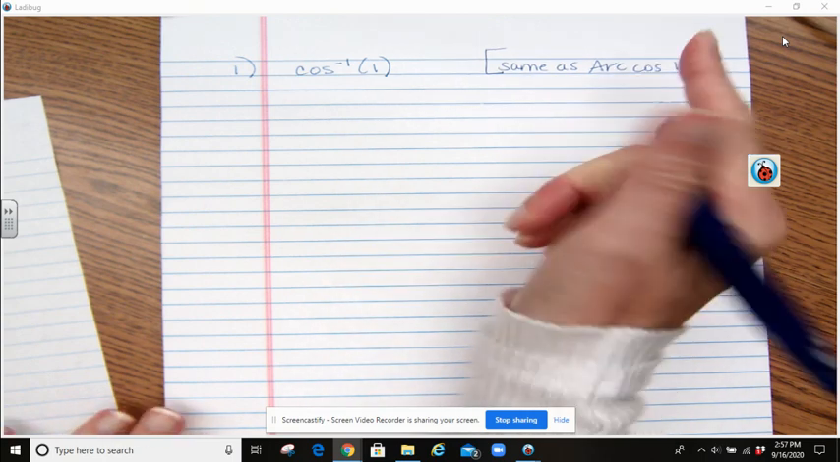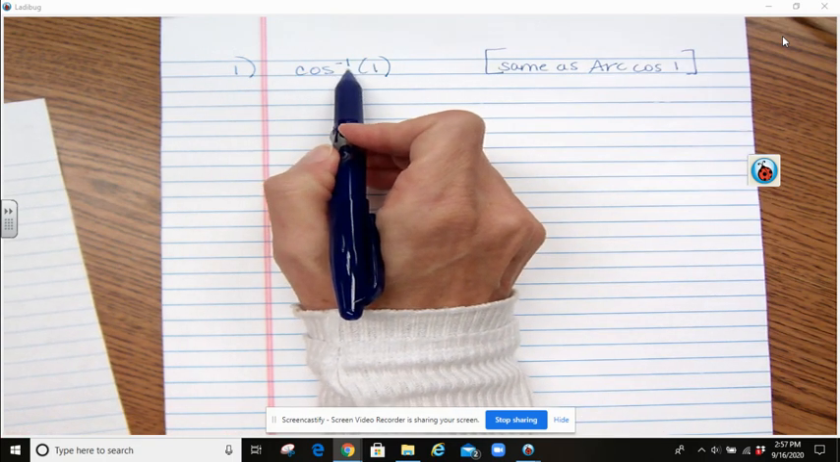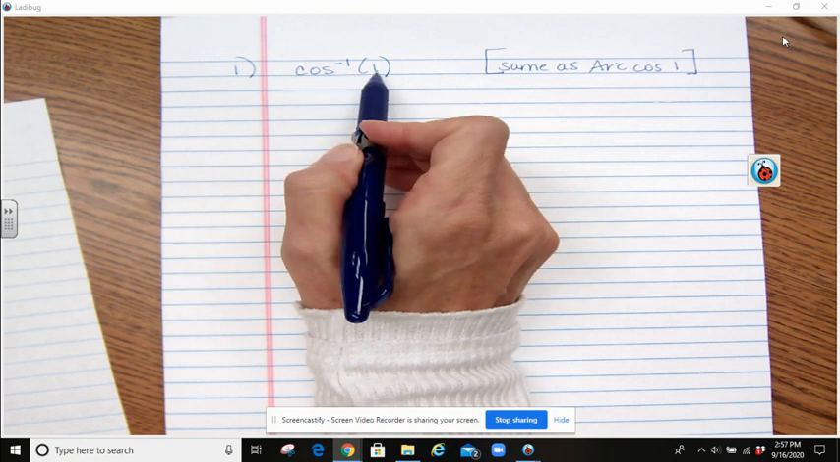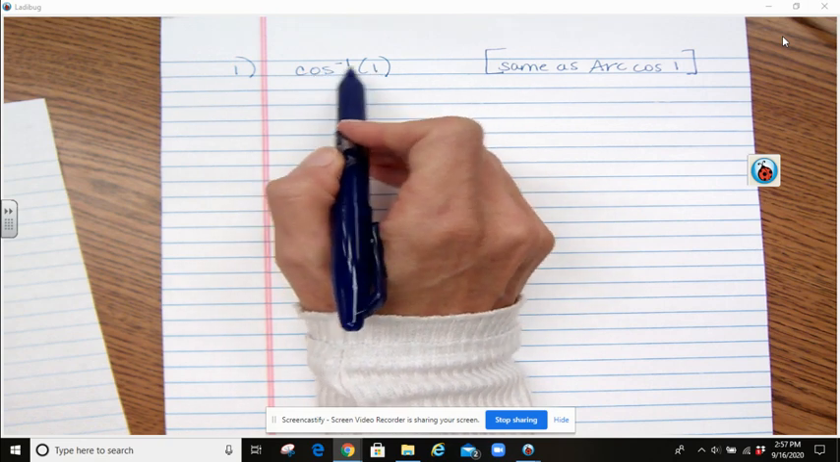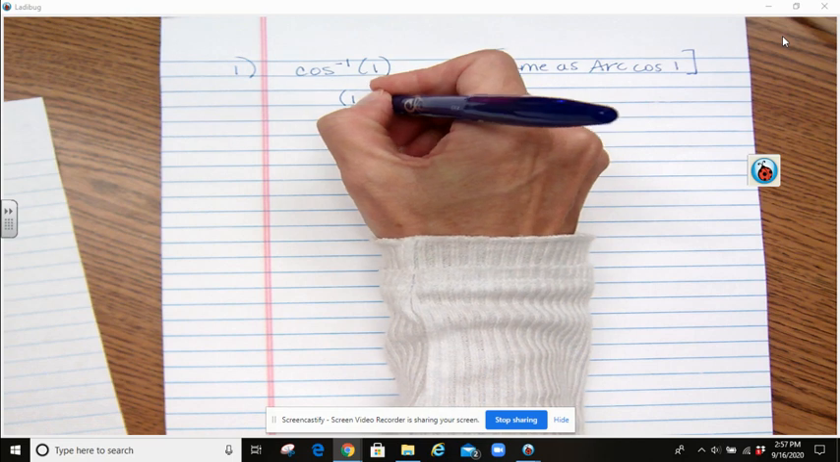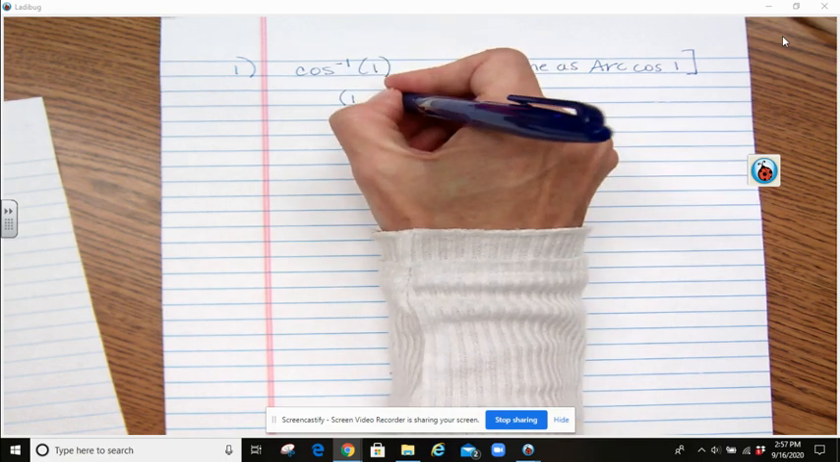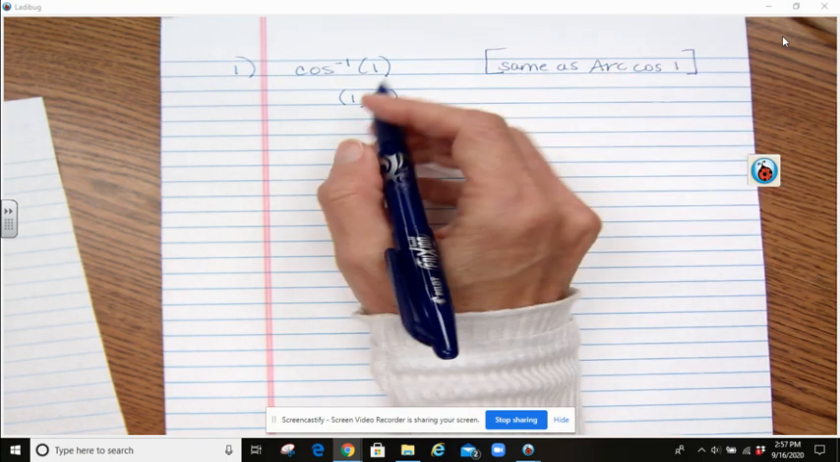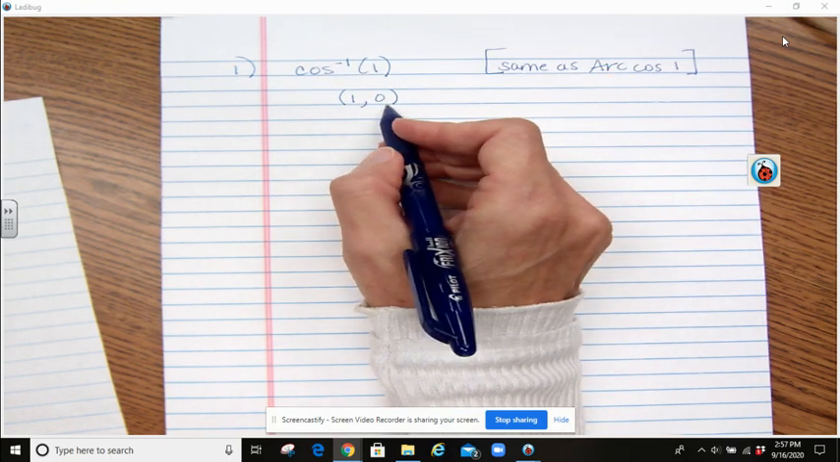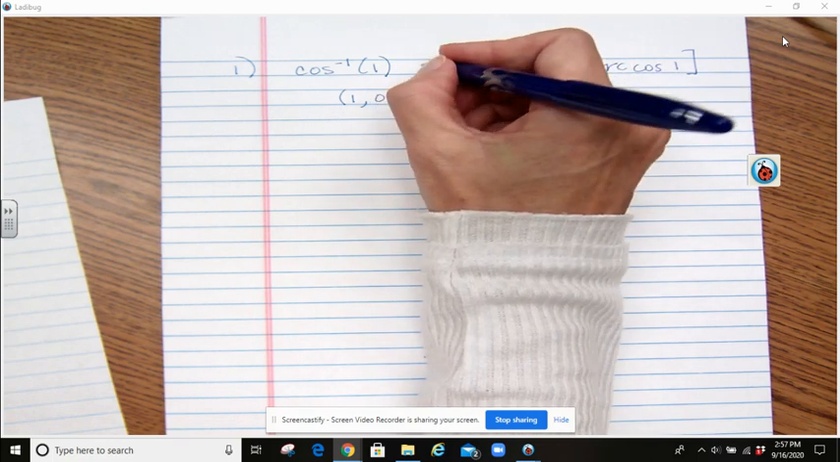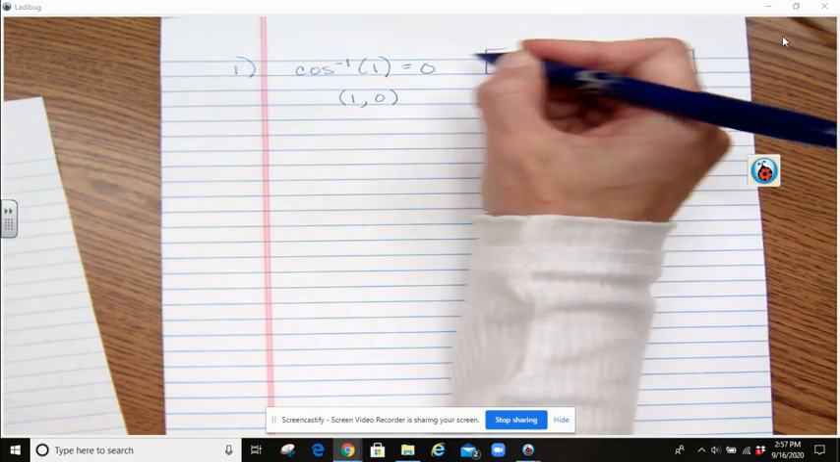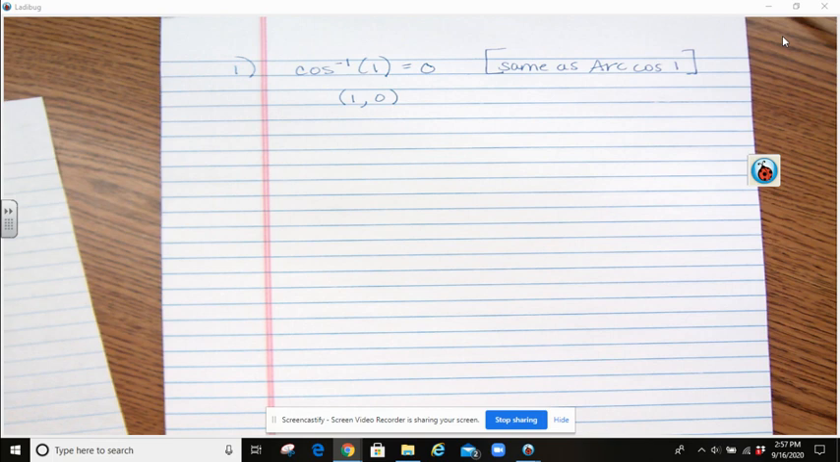All right, so we need the angle that gives us a cosine value of 1. Well, cosine is the x-coordinate, so we know the x-coordinate is 1, and the only thing the y-coordinate could be here is 0, and so the angle that gives us that ordered pair is on the positive x-axis, so it's the angle 0, not to be confused with the value 0.